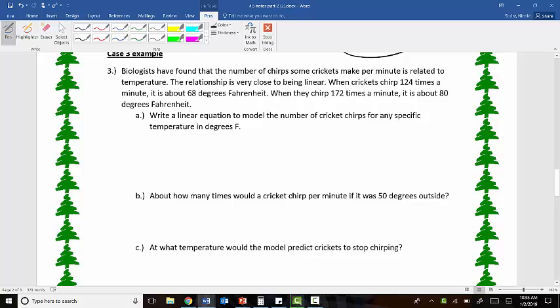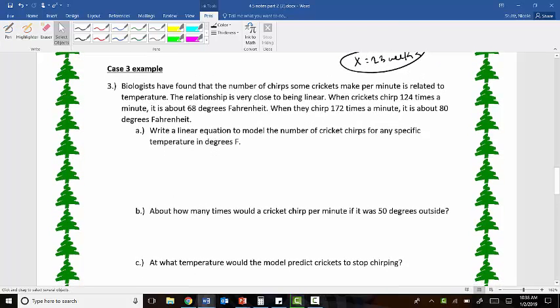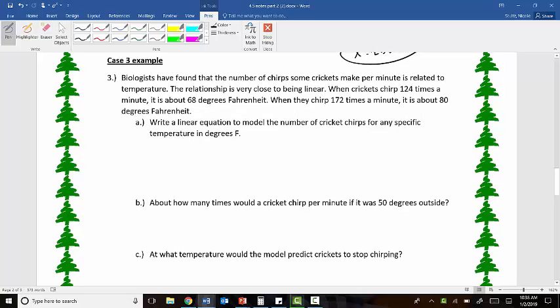Today we're going to do a case 3 example, and then we're going to try just a mixture of word problems and try to identify those. I think you'll see why this is a case 3.